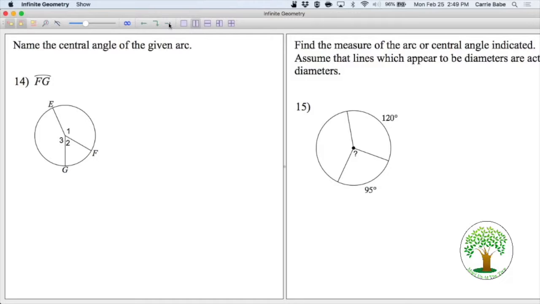15 says, find the measure of the arc or central angle indicated. Assume the lines that appear to be a diameter are actually diameters. So does any of those look like a diameter to you? No. All right. So what is that question mark going to be?